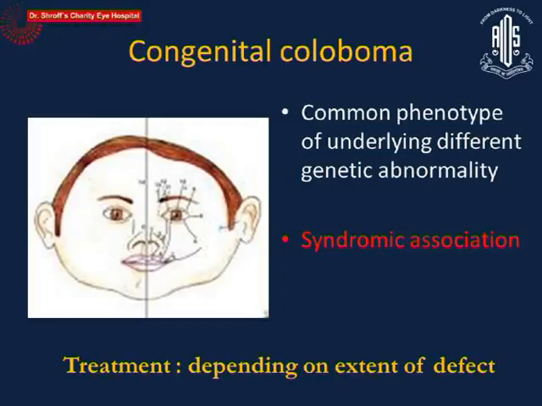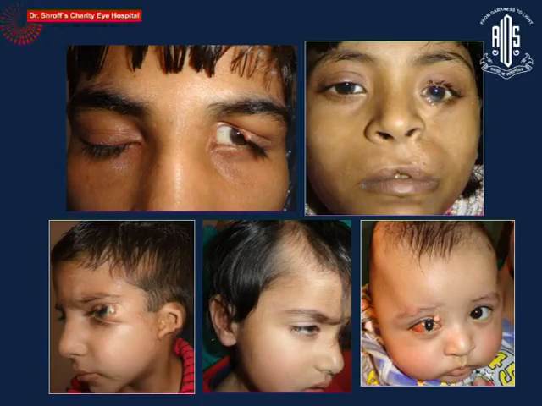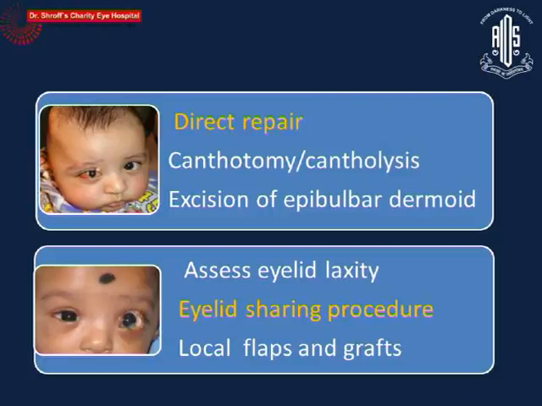Colobomas are usually part of the clefting syndromes and can have syndromic association. And the treatment is in line with any other eyelid defect. Depending on the extent of the defect, we treat them depending on the location. But what's important here in the child is to recognize the systemic association. For example, in this child, we can see this linear nevus and also a small choristoma lying here, the epibulbar choristoma, and a small dermoid lying here. So these two children actually have linear nevus sebaceous syndrome, which has systemic implications. So it's important to recognize it, counsel the patients accordingly, and follow up the patients also.